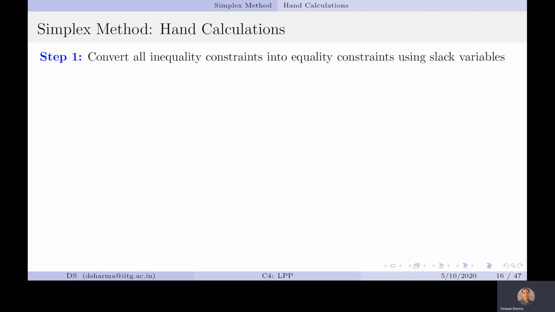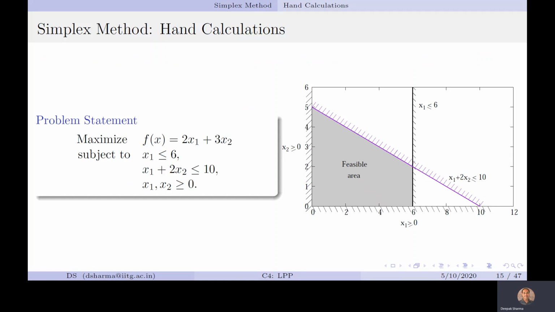So let us solve this using the simplex method. Step 1 says that we have to convert all inequality constraints into equality constraints using slack variables. Now, if I go back, both of the constraints, x1 is smaller than or equal to 6 and x1 plus 2x2 is smaller than or equal to 10, are of the smaller than or equal to type.